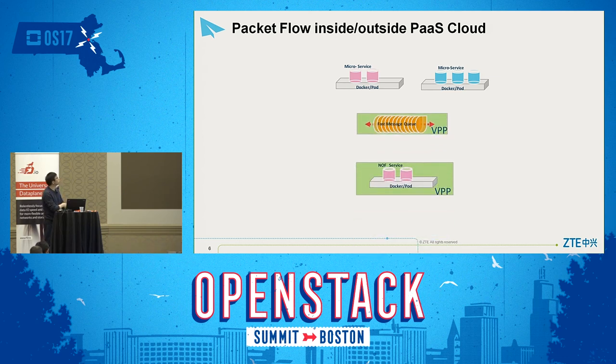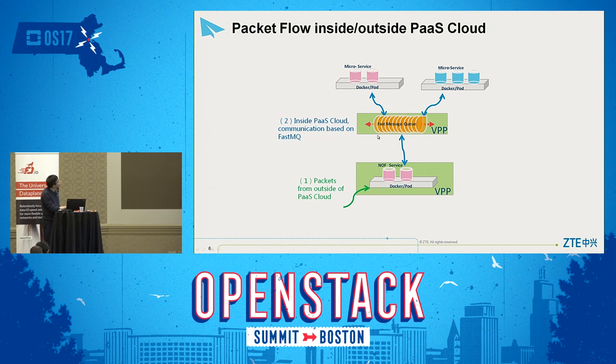Let's have a look at this, the logic diagram for the ZTE's PaaS platform. In the middle, this is the fast message queue. It is based on the VPP, and the bottom is the NOF service. It's also based on VPP. First, if a packet comes from the outside of the PaaS cloud, it first goes through the VPP-based NOF service, and then it will be transferred to other microservice containers or Docker.